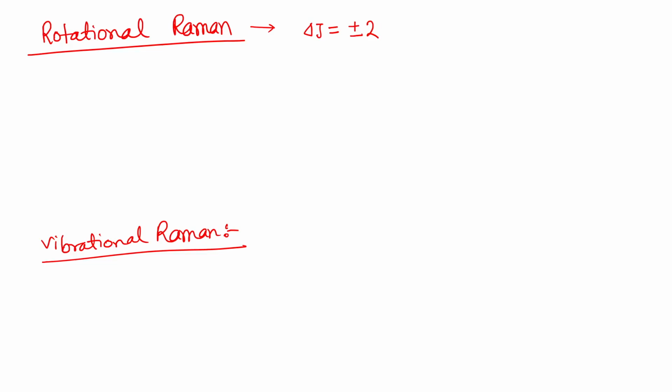The rotational Raman selection rule was plus minus 2, wasn't it? I did not discuss it yet. Suppose these are your rotational levels, and this is your virtual state. What is the lifetime of a virtual state? Very less. Actually, theoretically, it is zero.